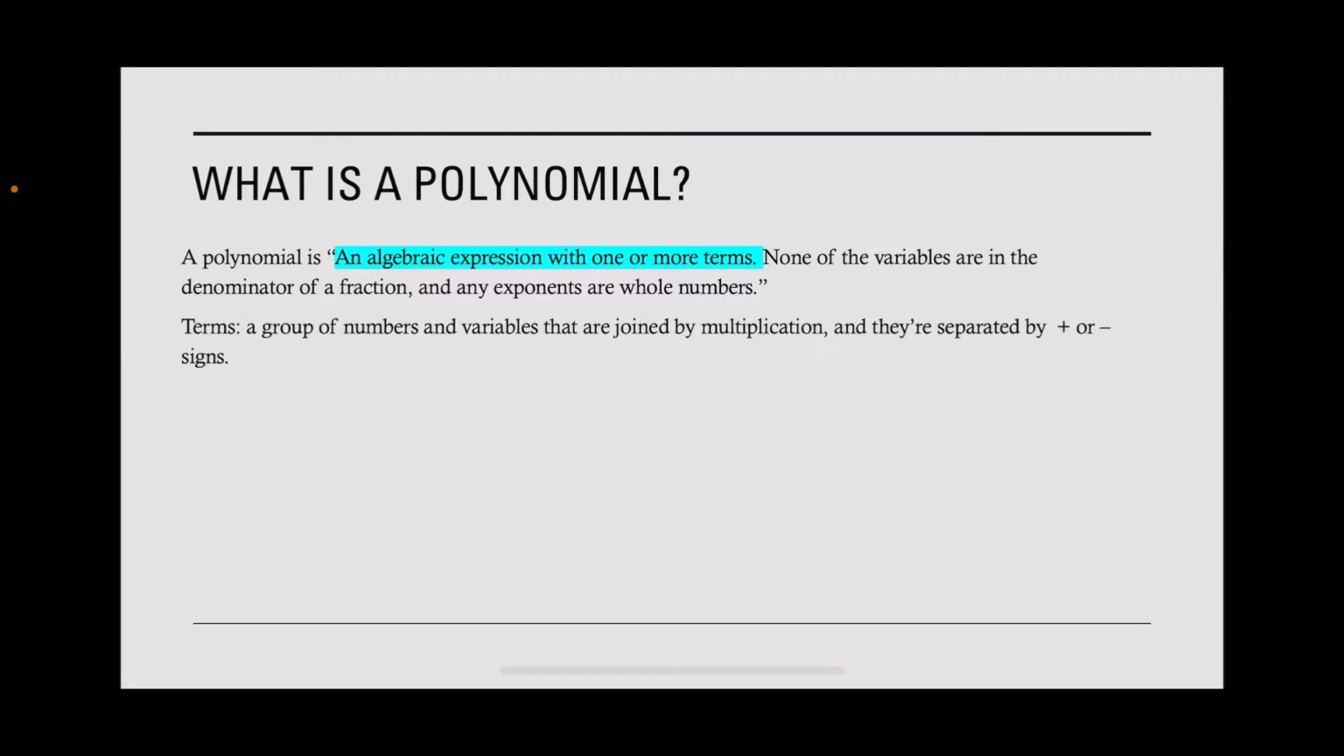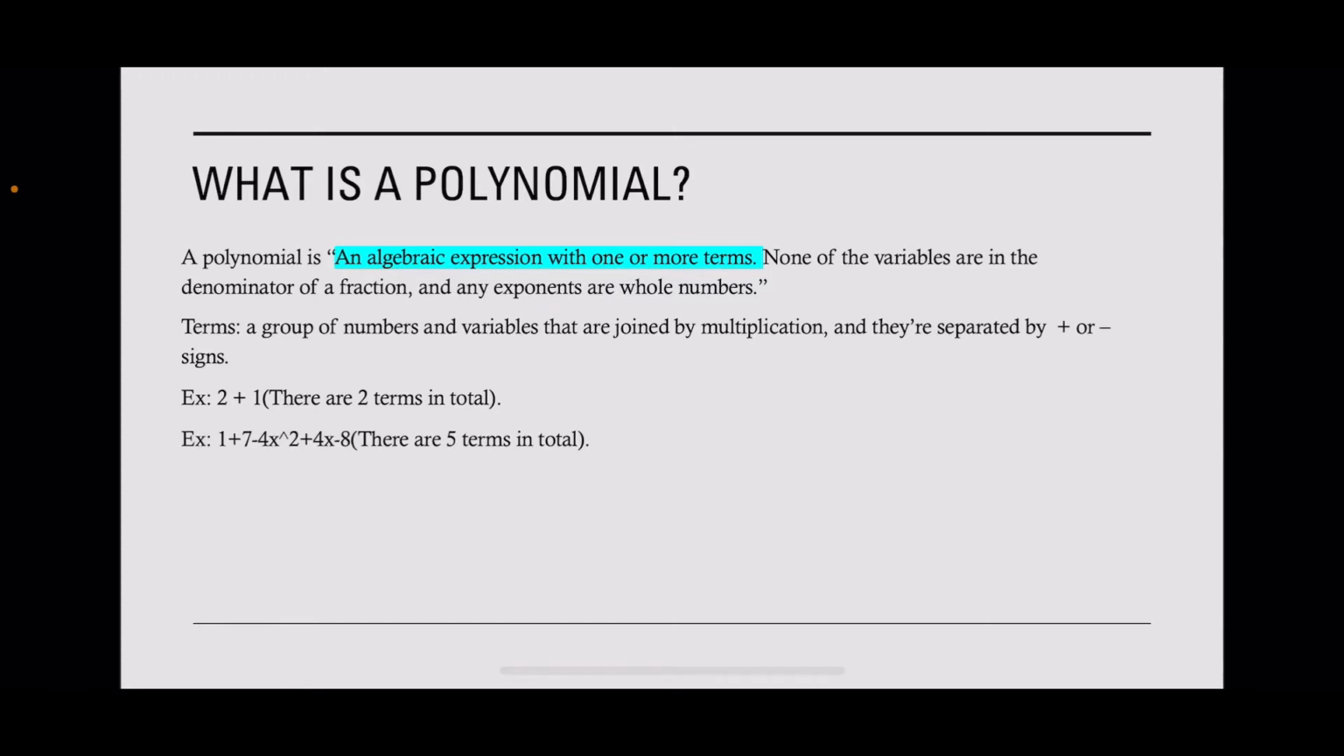So basically, a term means a group of numbers and variables that are joined by multiplication. They are separated by plus or minus signs. An example of this would be 2 plus 1. There are two terms in total, because the numbers 2 and 1 are separated by the plus sign.